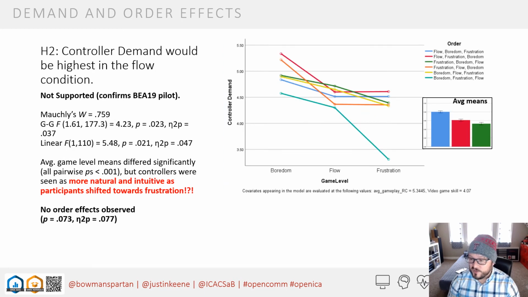Controller demand gets weird. We actually found that people in the boredom condition saw the controller as highly demanding. But people in the frustration condition saw the controller as the least demanding. And that didn't make any sense. So these first two patterns we expected, but we expected it to go here. And it did not, it dropped. The controller was seen as more natural and more intuitive as the players shifted towards frustration. And we think we have a reason.